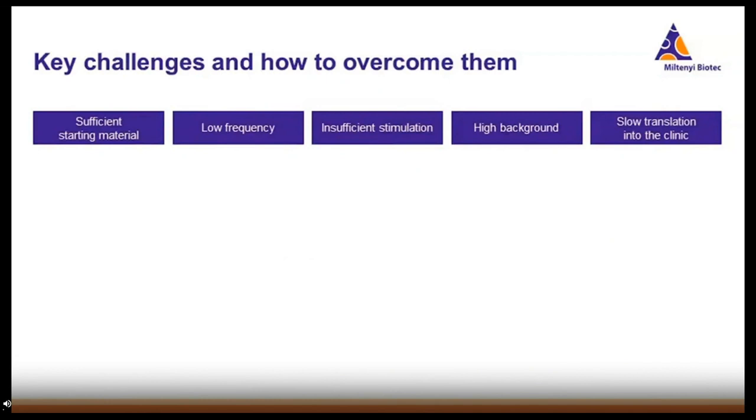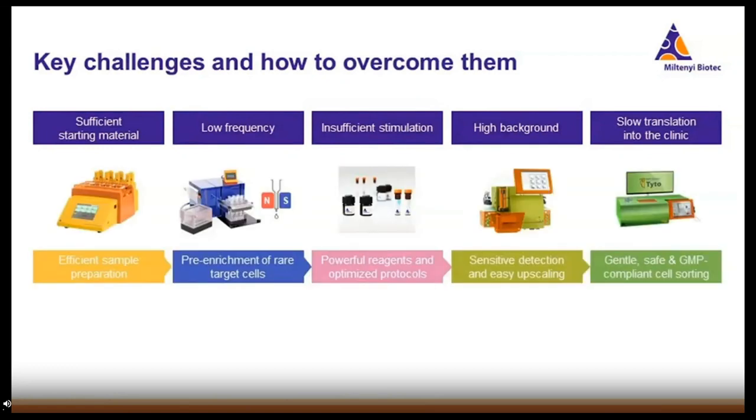So as briefly mentioned before, the low frequency of these rare antigen and virus-specific T cells is definitely the biggest challenge for a reliable analysis. All the more, it is really important to optimally prepare the starting material without losing any of these precious cells. Furthermore, to ensure higher cell numbers, the cells can also be pre-enriched magnetically or via flow sorting. Another common problem is insufficient stimulation. And only by using really powerful reagents and also optimized protocols, the cells will be efficiently stimulated. Furthermore, the analysis is often hampered by high background staining.